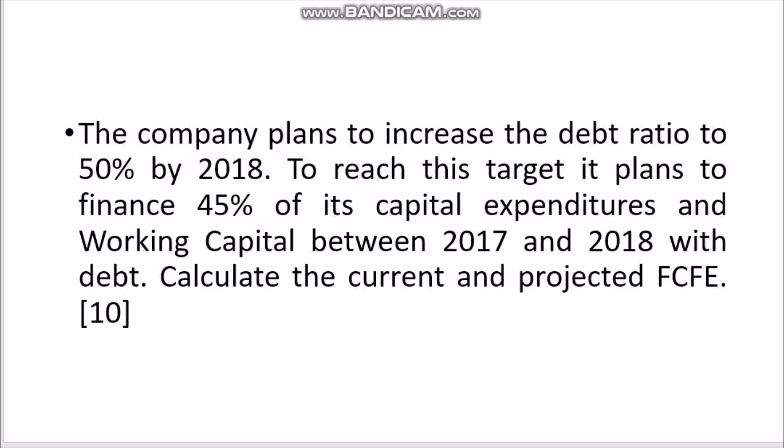here comes the question. The company plans to increase the debt ratio to 50% by 2018. To reach this target, it plans to finance 45% of its capital expenditures and working capital between 2017 and 2018 with debt. Calculate the current and projected free cash flows to equity. In other words, you are required to calculate the free cash flows to equity for 2017 and for 2018.